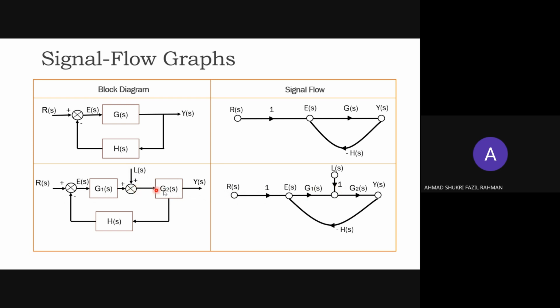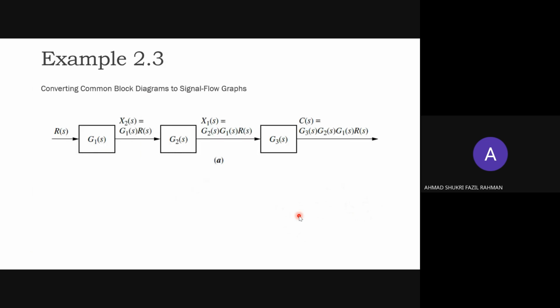And then from LS going to G2, and then G2 going to YS. And then going back to this feedback loop. So we go back to example 2.3. This one is quite direct.